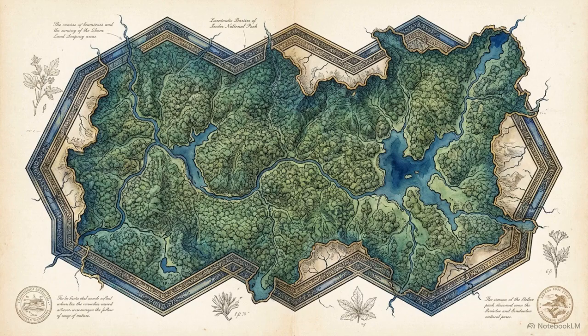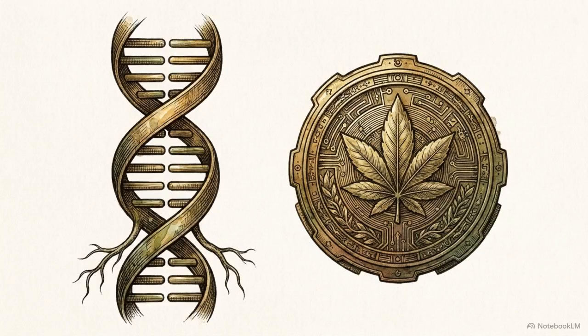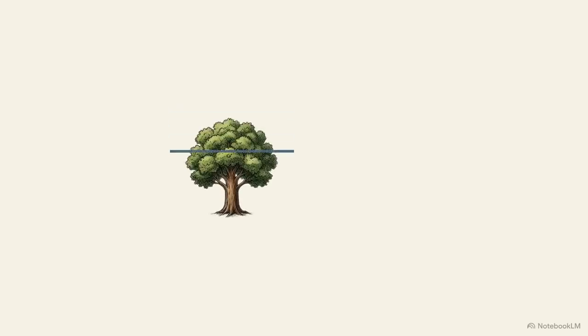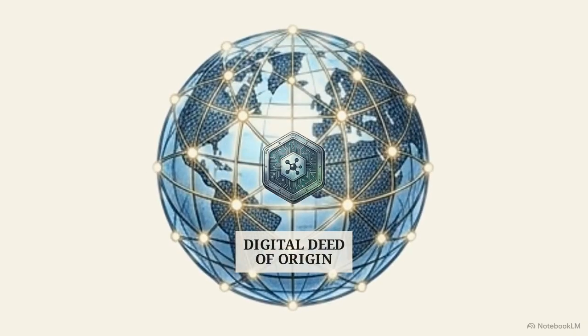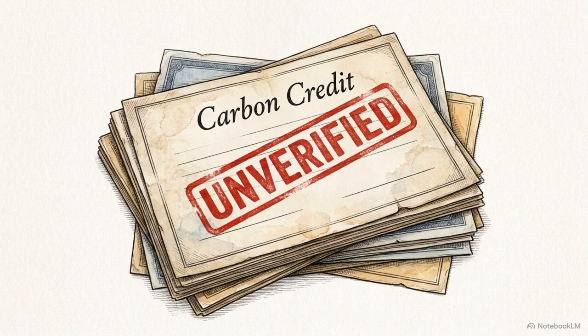Deploying this infrastructure allows a nation to monitor and protect its genetic property with the same precision applied to its physical borders. Tokenization provides the financial mechanism to price and trade these molecular assets. By converting a sequenced plant into an asset-backed security token, a government establishes a digital deed of origin that is recognized on global exchanges. This system forces corporations to move past unverified carbon credits.